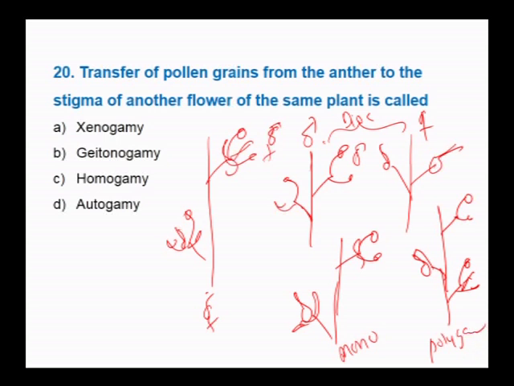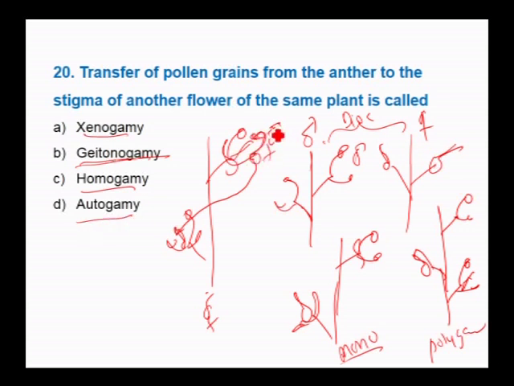Transfer of pollen grain from anther to the stigma of another flower of the same plant. So when the pollen grain is transferred from anther to the stigma of another flower of the same plant, this is possible in a bisexual plant and also in a monoecious plant, which is called geitonogamy. Geitonogamy means neighboring, whereas xenogamy is transfer of pollen between plants. Homogamy, within the flower where stamen and the pistil mature at the same time.